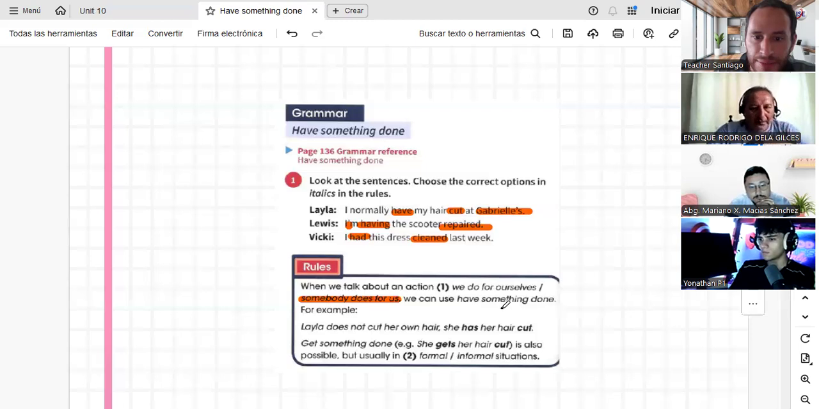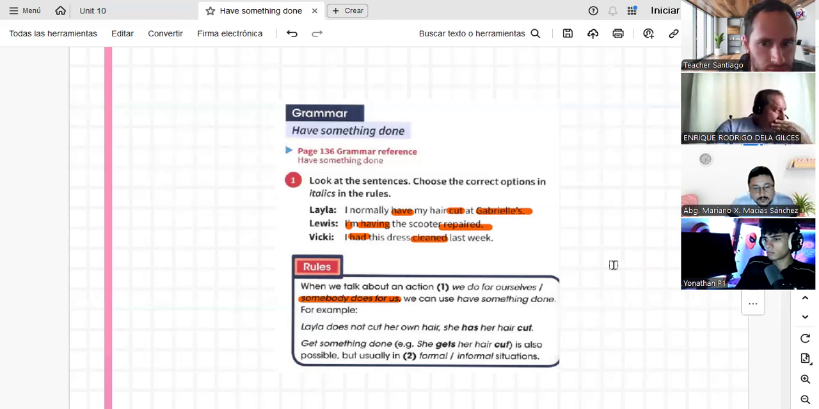We can use having something done, for example, Laila does not cut her own hair. She had her hair cut, right? So somebody else does it for her. Get something done, she gets her hair cut, is also possible, but usually in informal situations. What do you think? Based on this. Informal situation. Thank you so much, Javier. So far, so good, right?